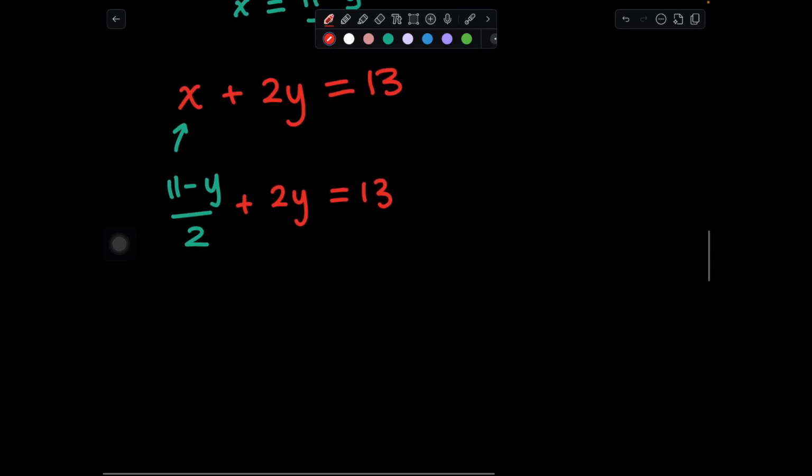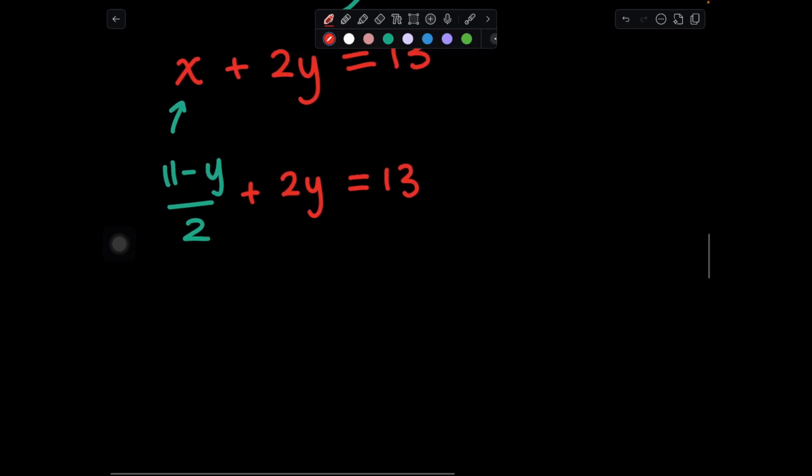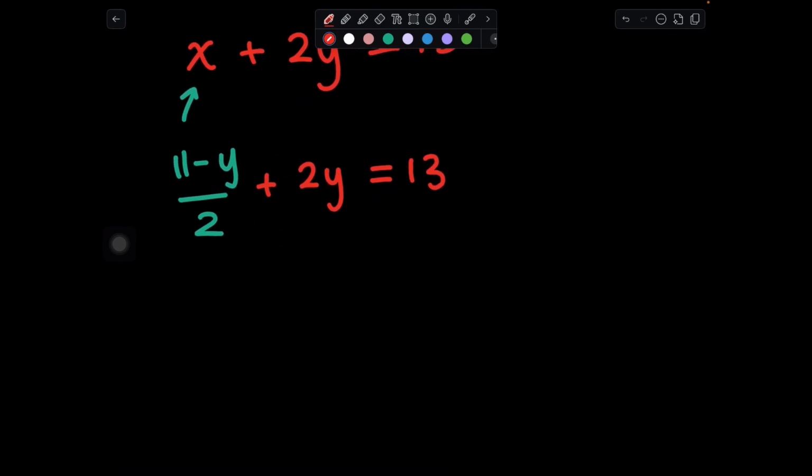So I hope you can see how I've substituted it here. Now what I first want to do is get rid of this fraction that we have on the left hand side. And what you can do is multiply the entire equation, so both sides, by 2 to get rid of that 2 on the bottom. So if I multiply this entire thing by 2 and I multiply this by 2, what I'm left with is this 2 cancels with that when you multiply it through, and you're left with 11 minus y. And don't forget that you've multiplied that by 2 as well.